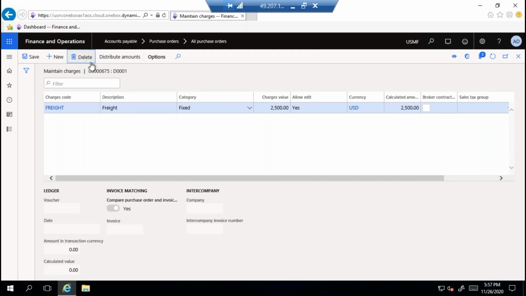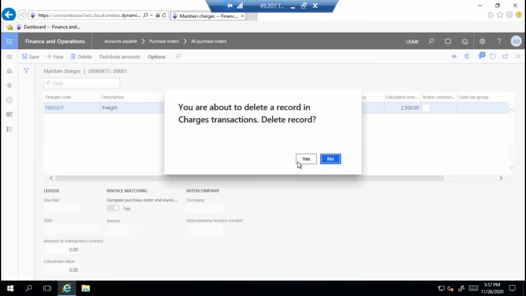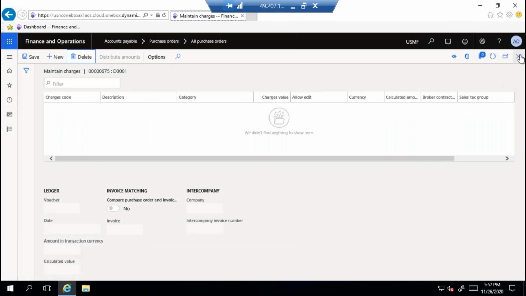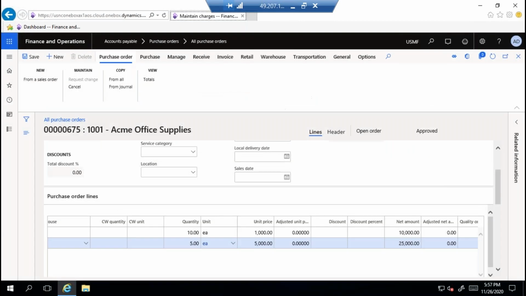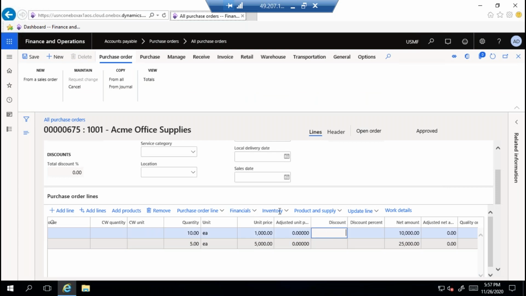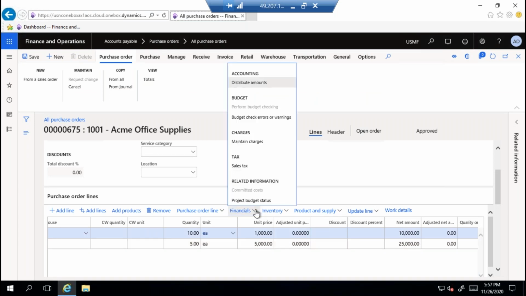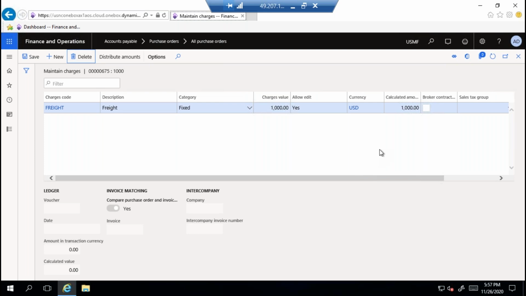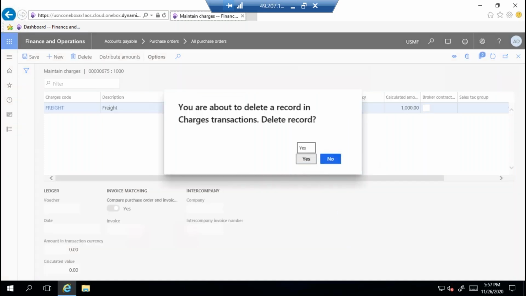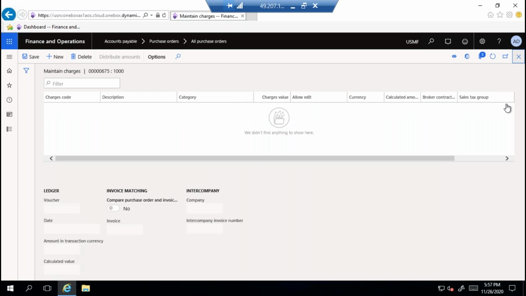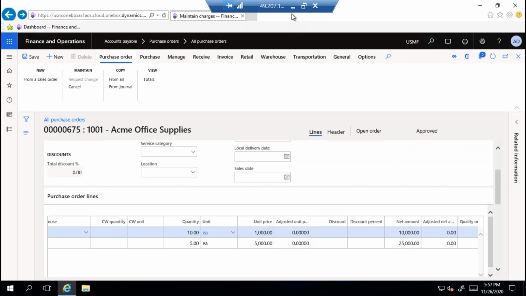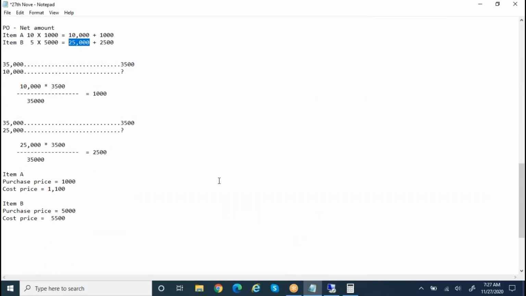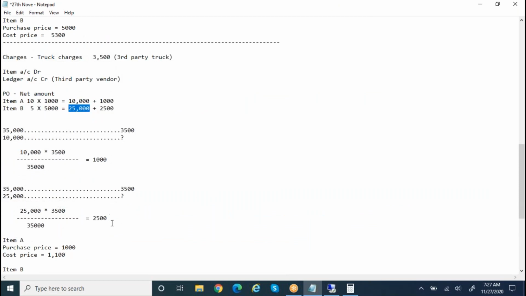Okay, so let me delete this one. Third method, let me show you. Second and third, in general, we will not use, but the system has flexibility. Let me show that one also. So the third method is based on the quantity.